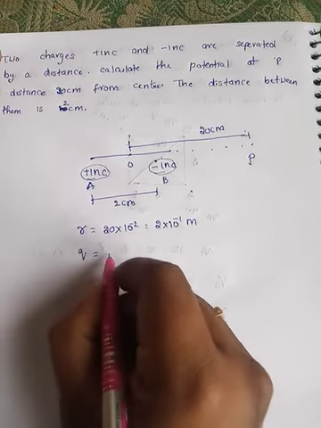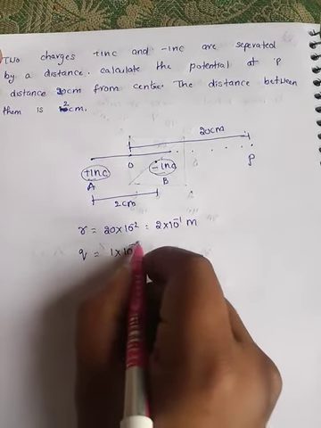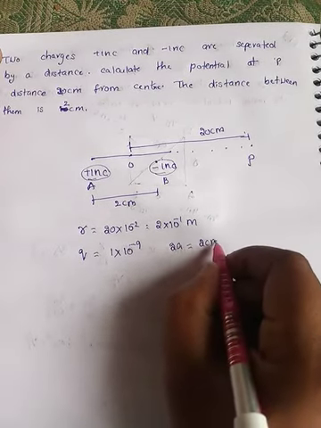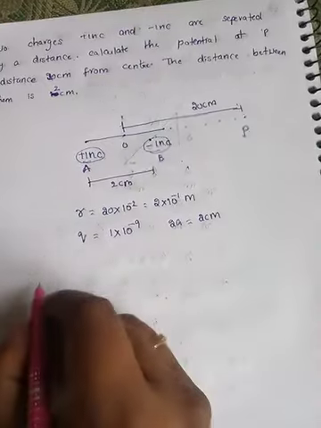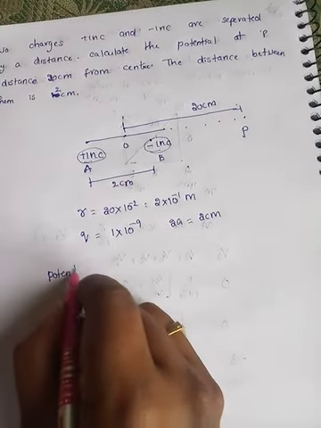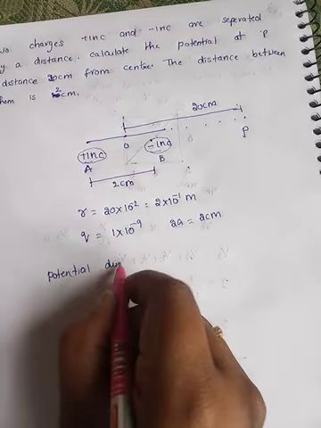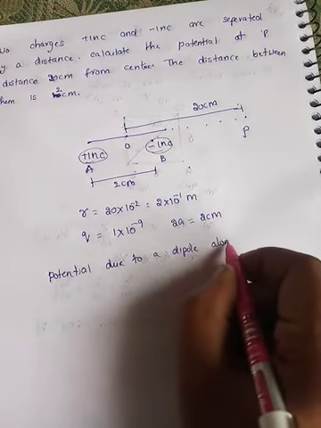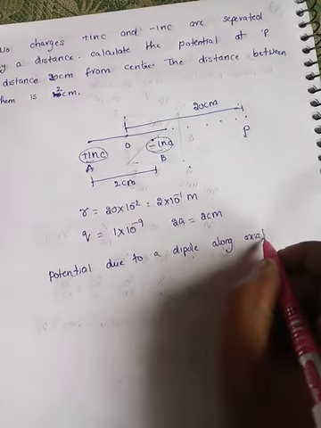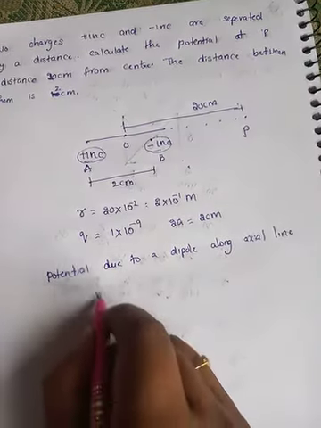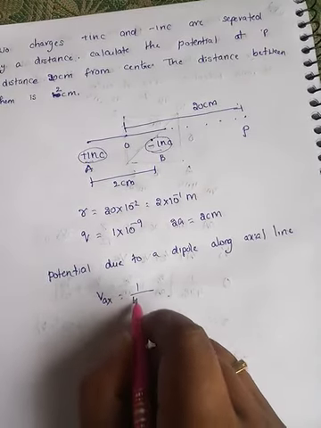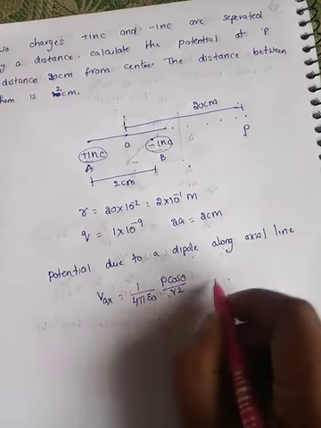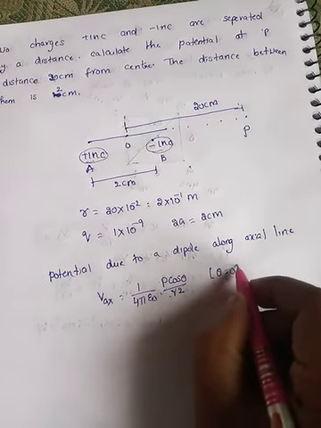The magnitude of charge on each is how much? 1 into 10 raised to minus 9. Distance 2A equals 2 centimeters. Now the potential due to a dipole along the axial line. V axial equals what? 1 by 4 pi epsilon naught, P cos theta by r square. For the axial line, theta equals 0.